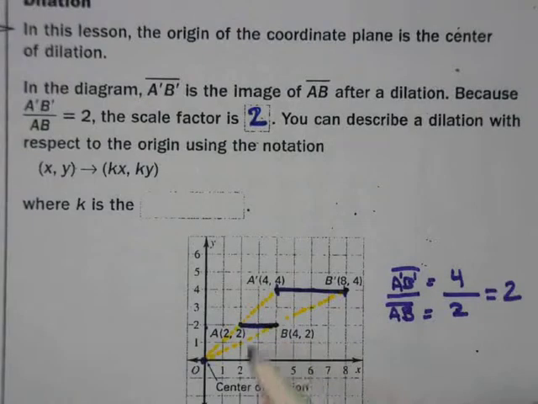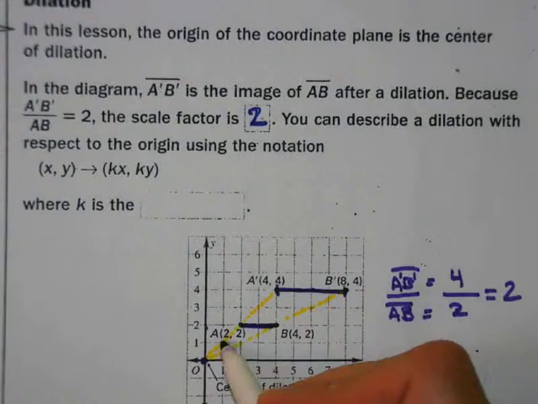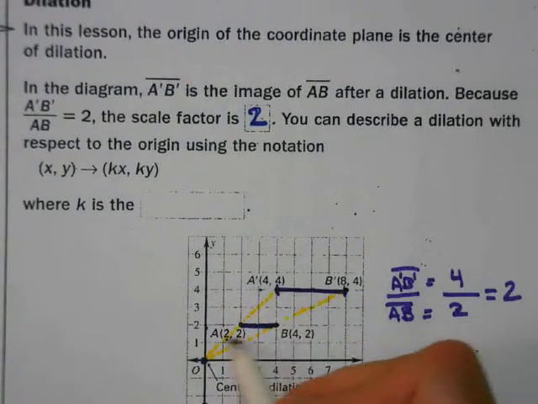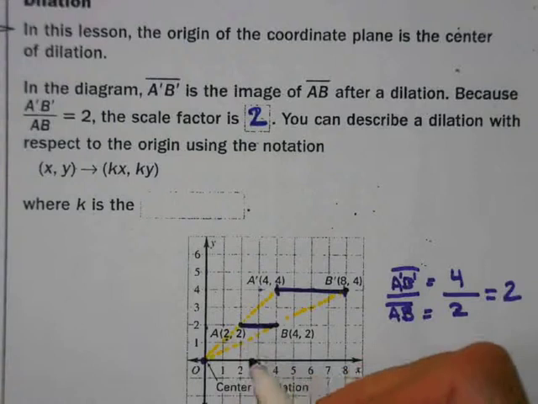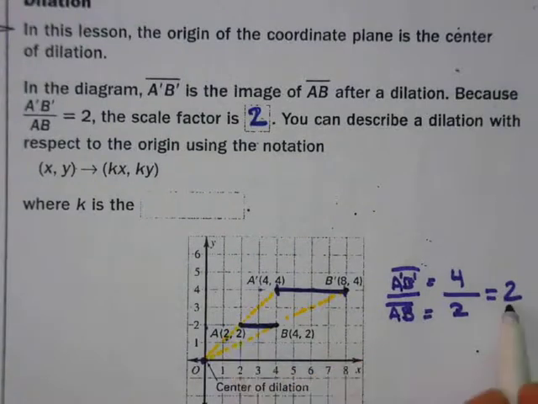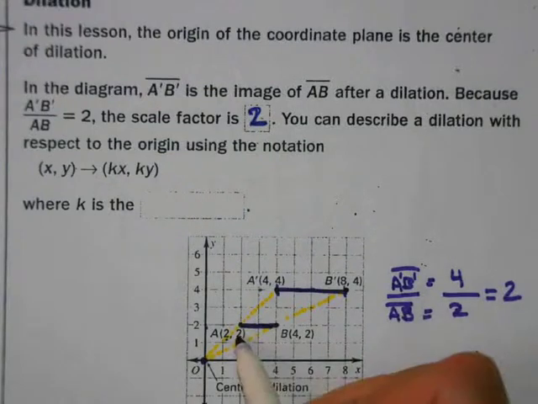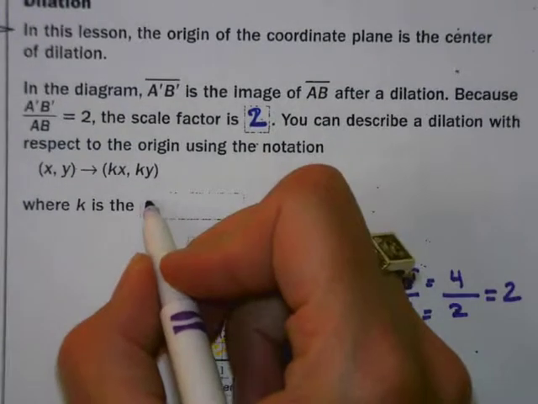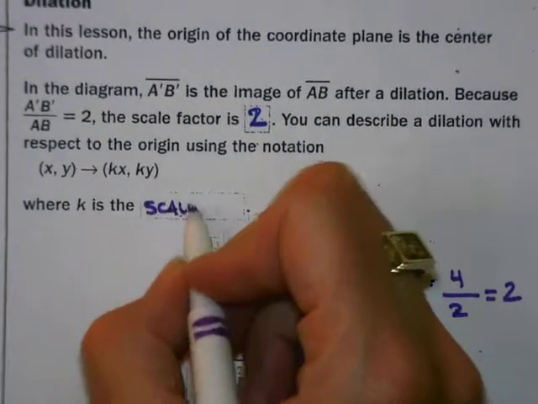If I want to describe the coordinates, how did coordinate A change to A prime? I just take the coordinates of A and multiply each of them by the scale factor. 2, the original coordinate of 2 times our scale factor of 2 is 4. The y-coordinate here, 2 times 2 is 4. So k in this case is what we call the scale factor.